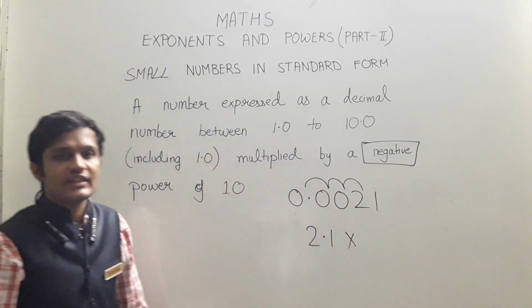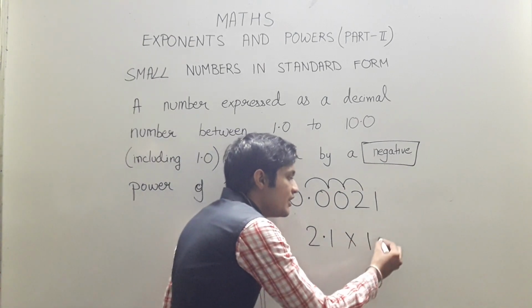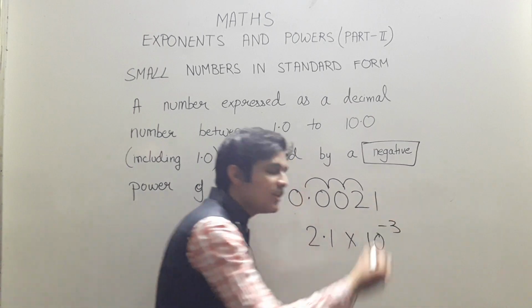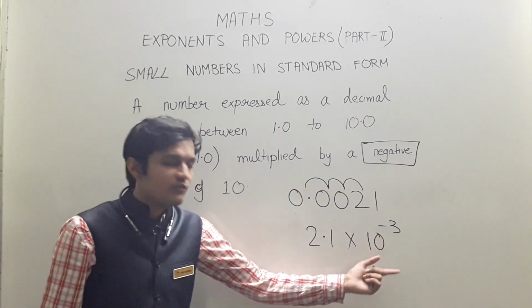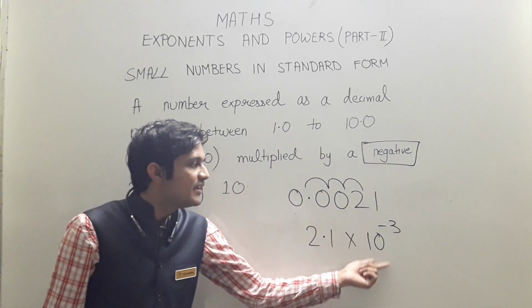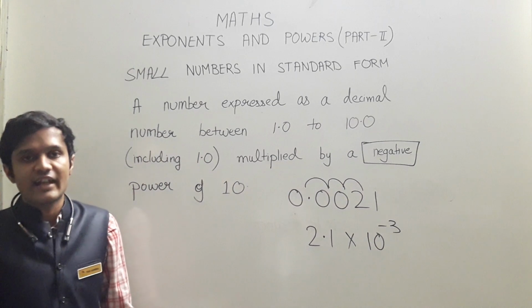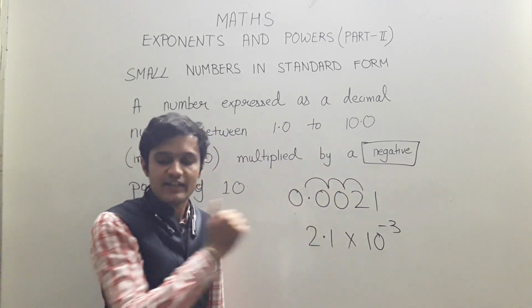So the standard form of this number will be 2.1 into 10 raised to the power -3. Exponent of 10 will be again equal to the number of jumps taken, and here the exponent of 10 will be negative because we are shifting the decimal to the right-hand side.